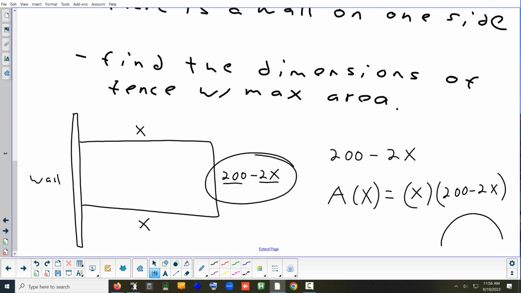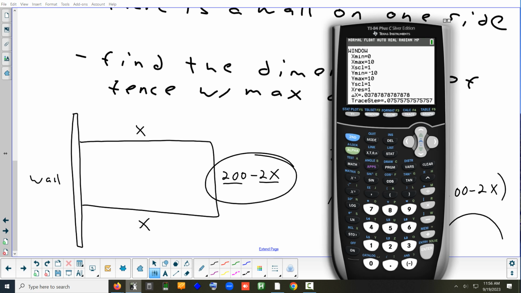75. You could go a little bigger than 75. 90. 90, you could go bigger. 99. Right, so it's got to be under 100, right? Because if you use 100 on the top and 100 on the bottom, you've used up all your fencing and you have nothing left for the third side. So it's got to be under 100, so that's a good max.